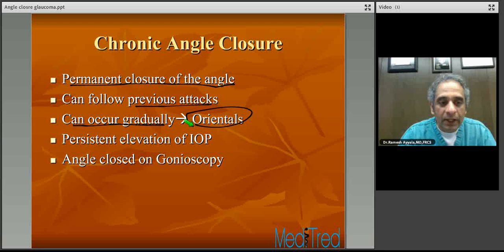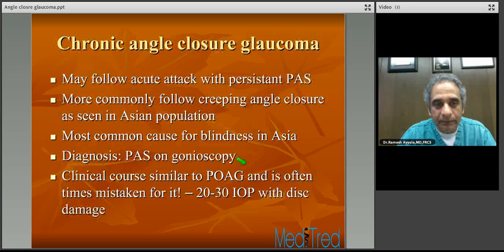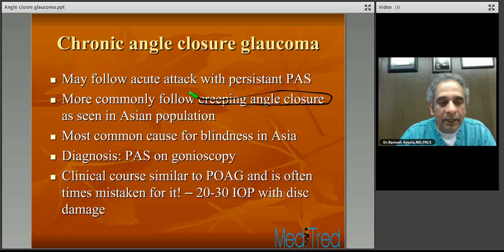These patients present with persistent elevation of the intraocular pressure, and on gonioscopy you will see that the angle is closed. These chronic angle closure glaucoma patients behave and present, in other words, like primary open angle glaucoma, and oftentimes are mistaken for that. So in this regard, this concept of creeping angle closure is described for this phenomenon of gradual closure of the angle, usually seen in Asian population.